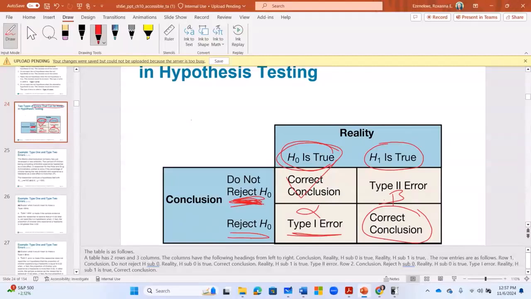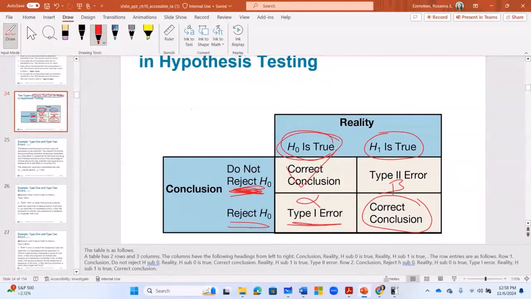But if the null hypothesis is true and you reject it, you committed type 1 error. I'm going to say that again. There are two errors in any hypothesis testing. If the null hypothesis is true and you reject it, you have committed type 1 error. But if the null hypothesis is false and you did not reject it, you committed type 2 error. And type 2 error is called beta error. Type 1 error is called alpha error.